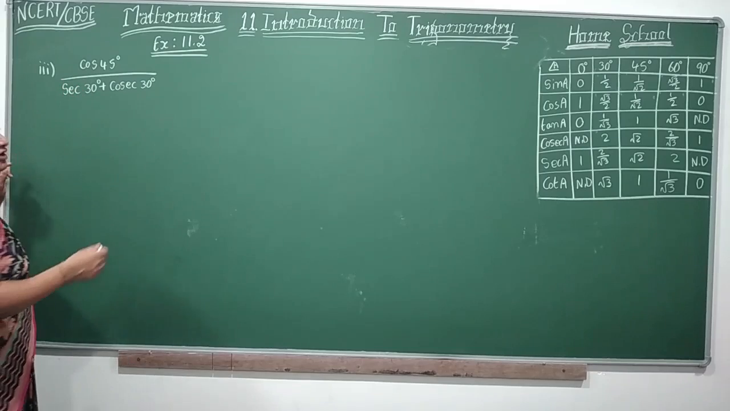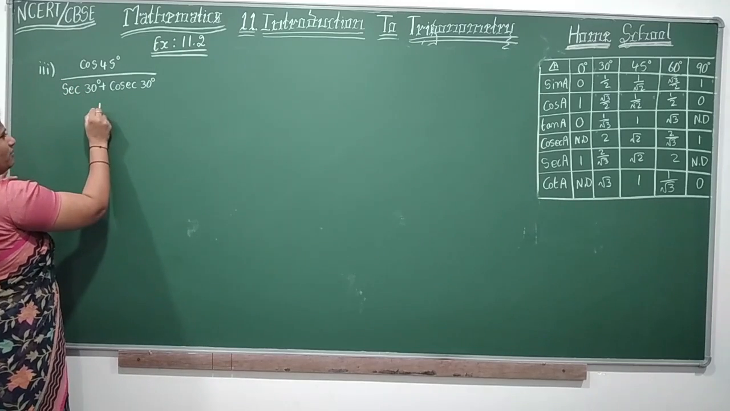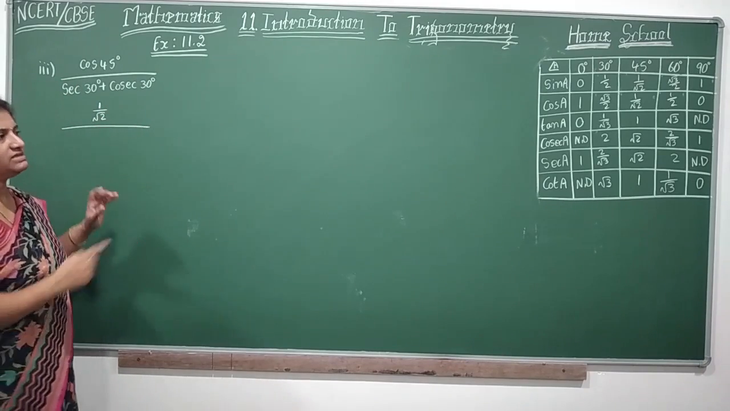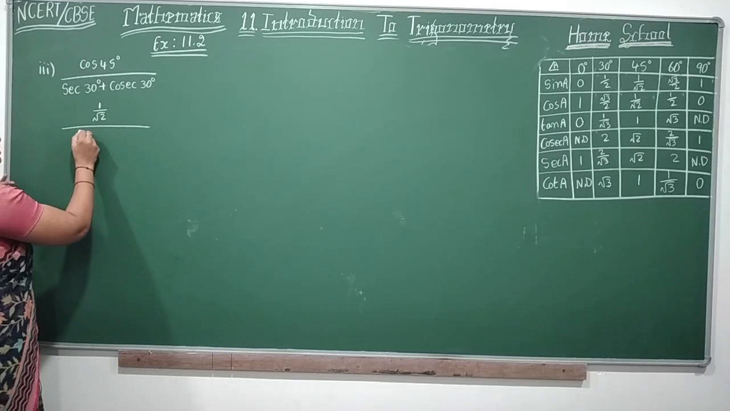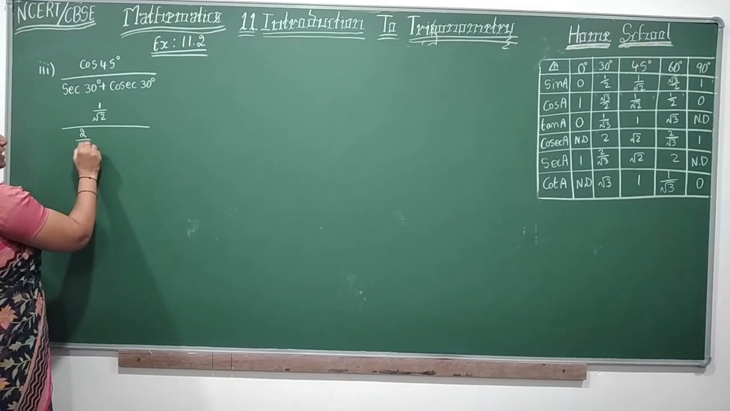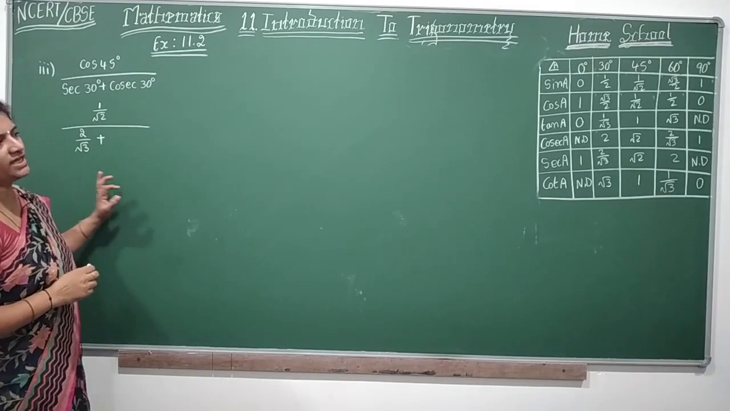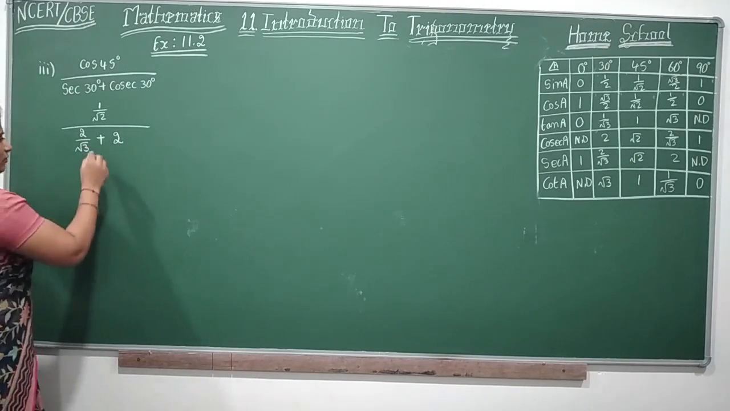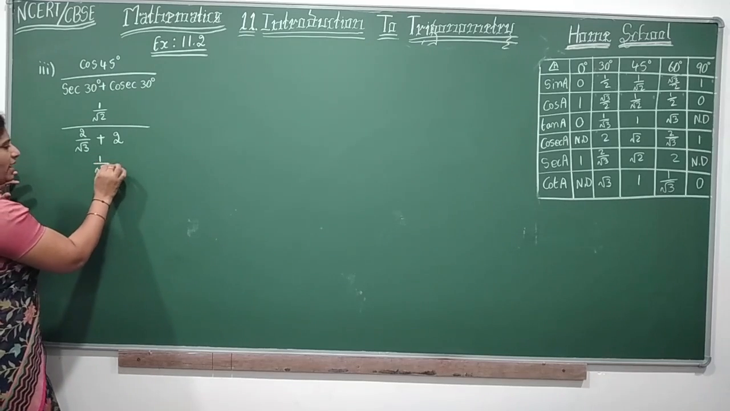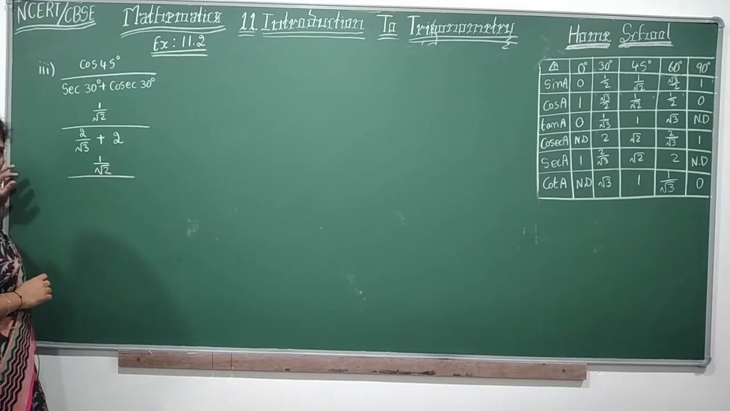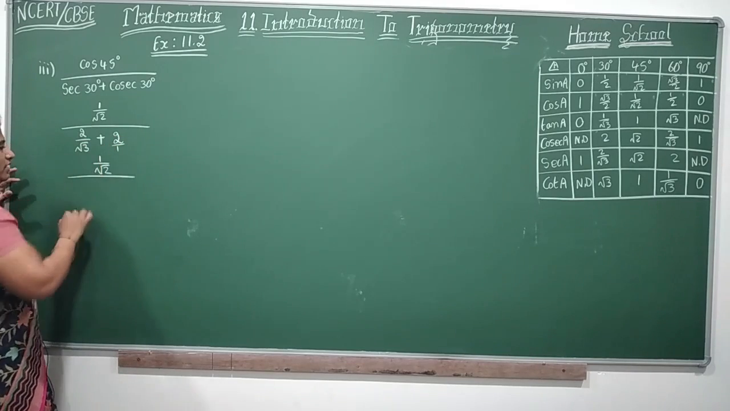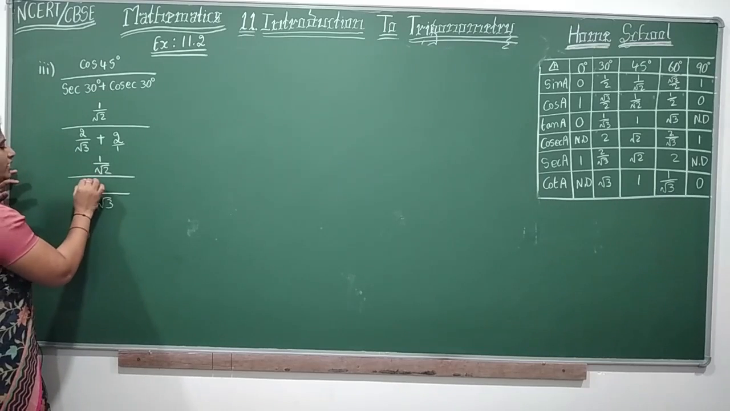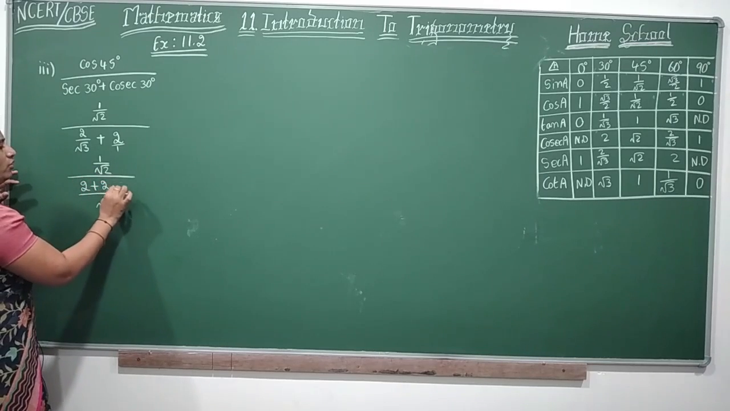What is your cos 45, children, here? 1 by root 2, whole divided by the secant 30 value, look over there, 2 by root 3, plus the cosecant 30 value, which is 2. Okay, now 1 by root 2 whole divided by, let's take the LCM here. That will be root 3, and 1, LCM will be root 3. Okay, in the numerator you will get 2 plus 2 root 3.